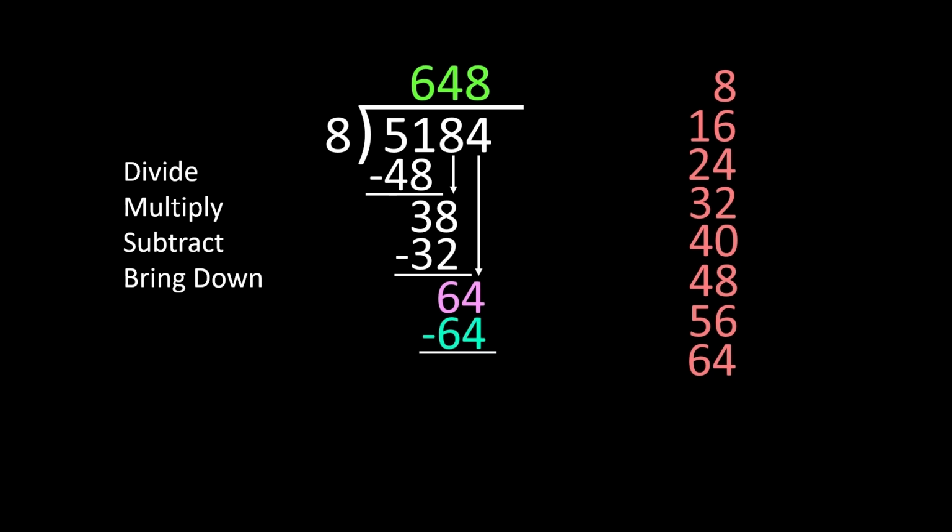And now you're ready to subtract. 64 minus 64 is 0. I don't have any more digits in my dividend to bring down, so your division steps are complete. 5,184 divided by 8 is 648.